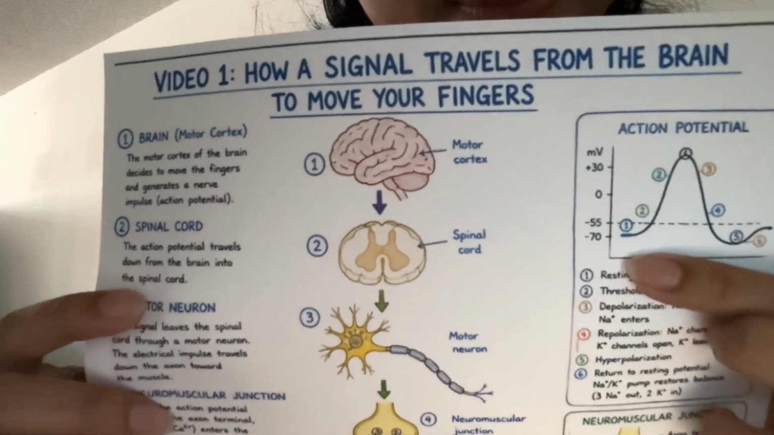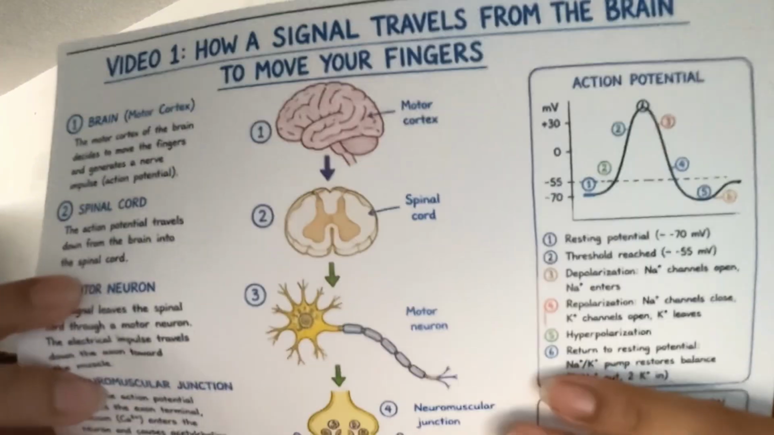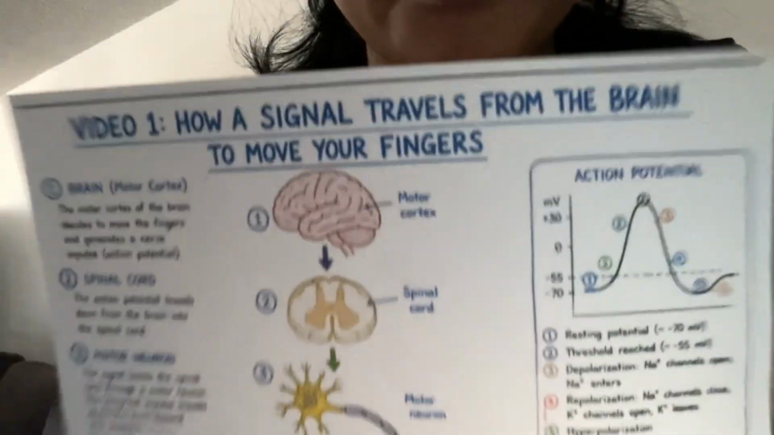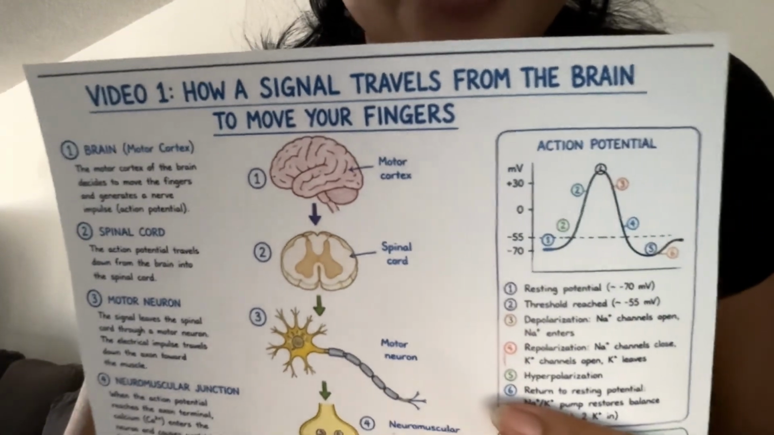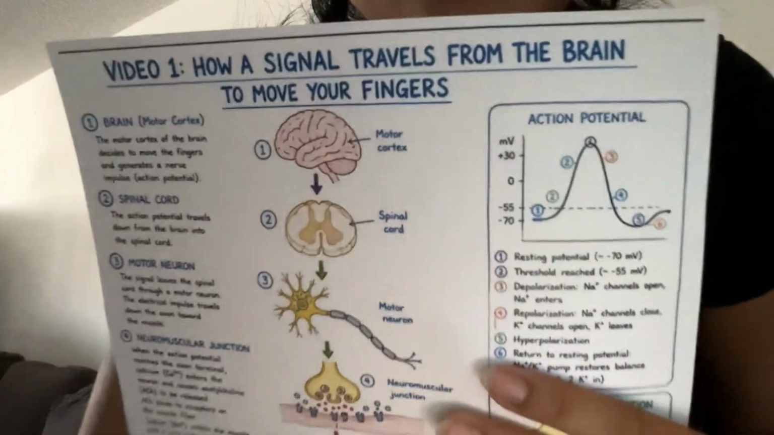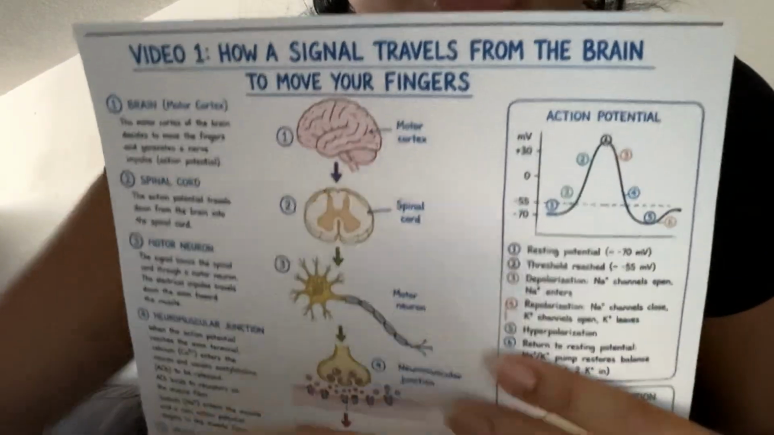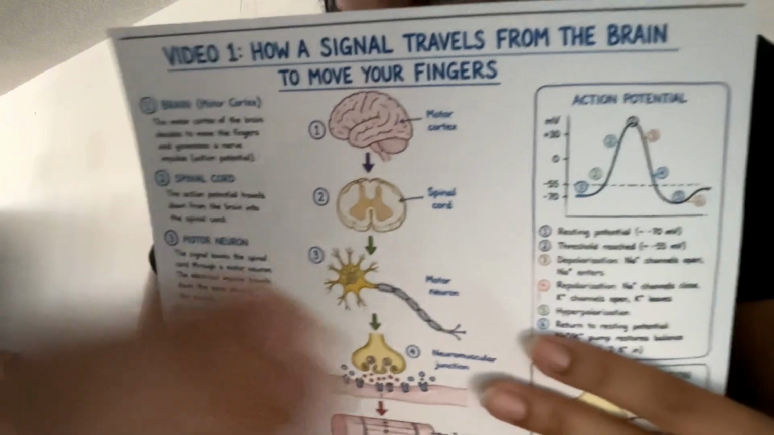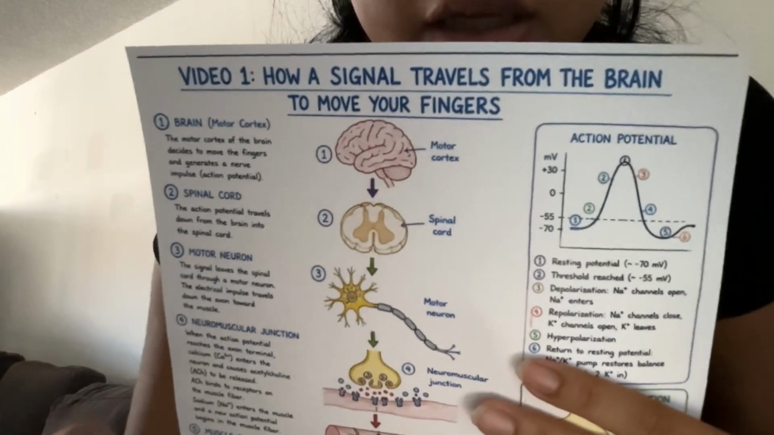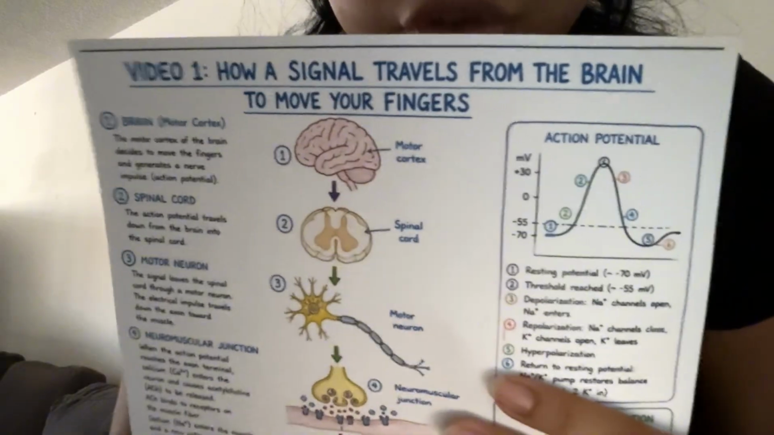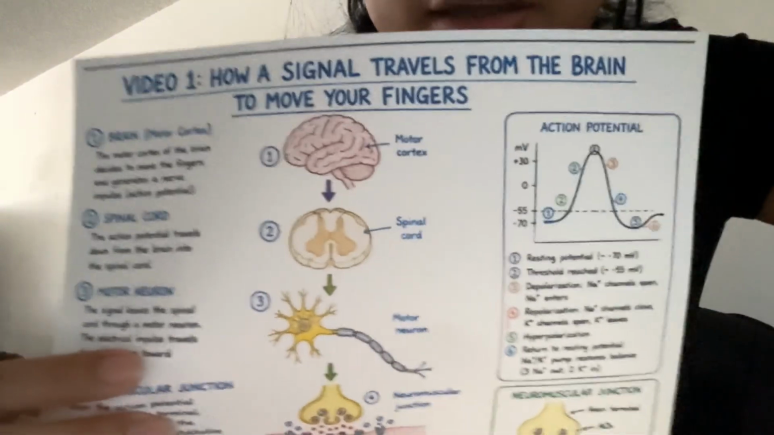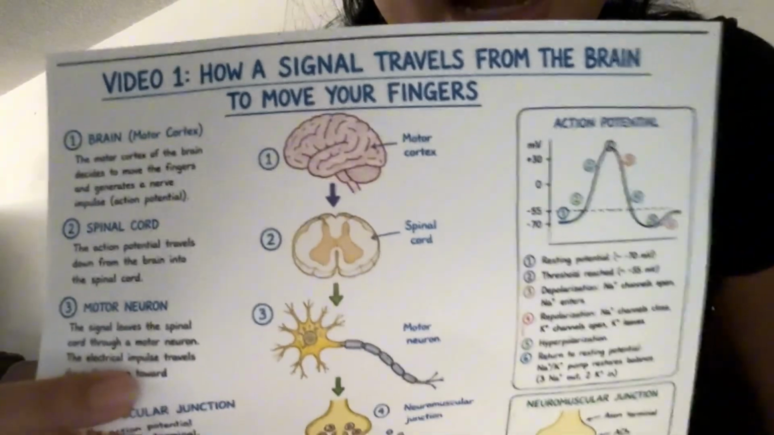At this point, the voltage-gated sodium channels open, allowing sodium to enter the cell. This is what causes depolarization, where the inside of the neuron becomes more positive. Next, the sodium channels close and potassium leaves the neuron, causing repolarization. Sometimes the membrane becomes slightly more negative than the resting potential. This is called hyperpolarization.